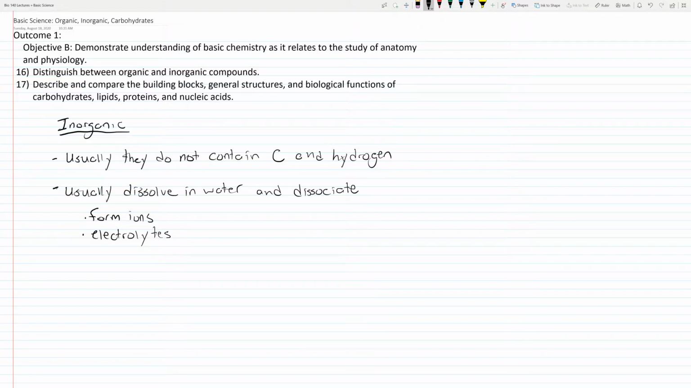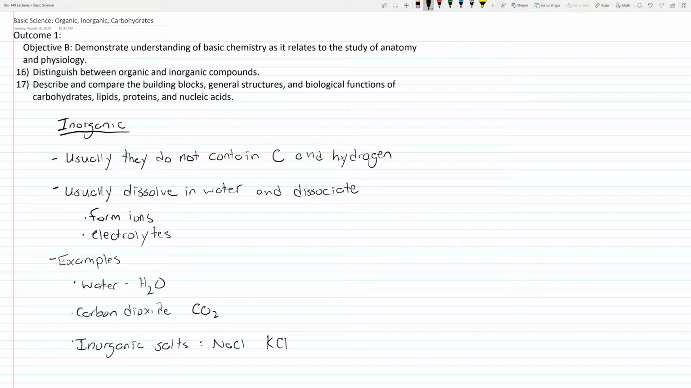Examples of inorganics are water, carbon dioxide, which is CO2, and your salts. So, for example, sodium chloride, potassium chloride, magnesium chloride, etc. Those are inorganic molecules.